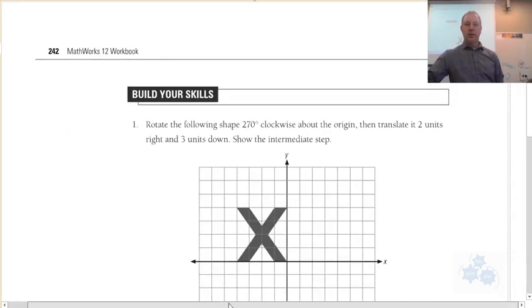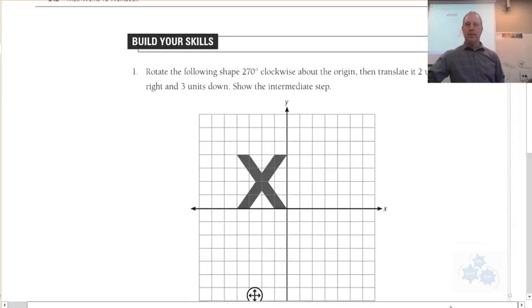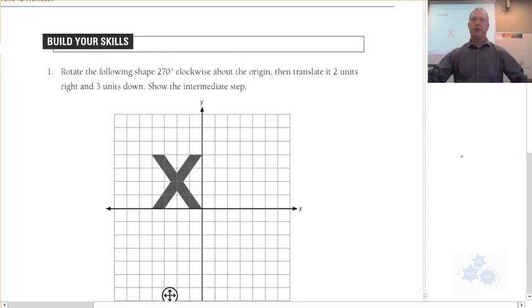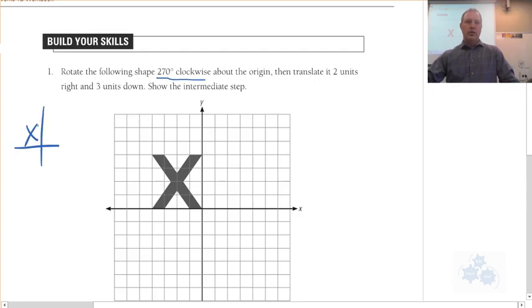So as we move on, let's do a build your skills question here together. Rotate the following shape 270 degrees clockwise. Okay, so let's say we have our x over here. 270 degrees clockwise, well, this x right here is going to go 90, 180, 270. So that x is going to rotate around this way almost 1 full time around, 3/4 of the way around. Imagine this is the pivot point, and every point is going to go 1/4 way around, half the way around, 3/4 of the way around.